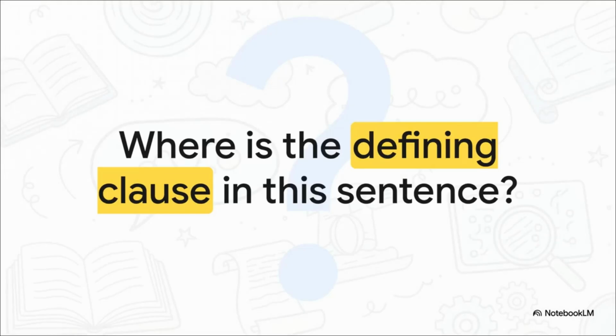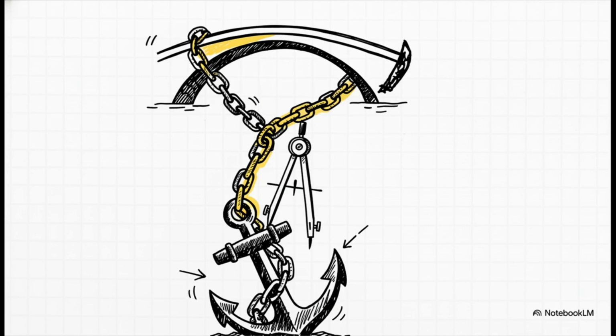Let's do one more quick test. Your mission is just to spot the clause in the wild. Read this. The engineer who designed the bridge received an award. Where exactly are the boundaries of the defining clause? And the answer is, who designed the bridge? It's that essential, comma-free block of information right there anchoring the noun engineer. Take that out, and your core sentence, the engineer received an award, is grammatically fine, but it's totally stripped of its specific meaning.